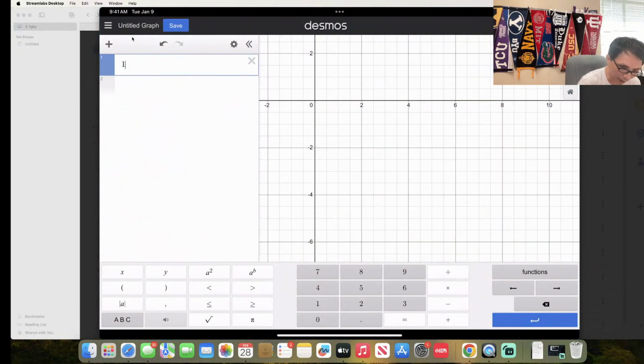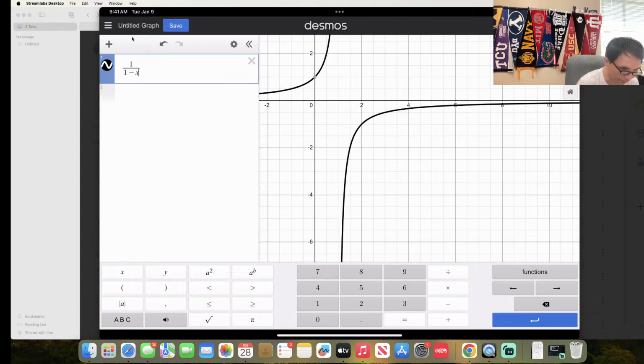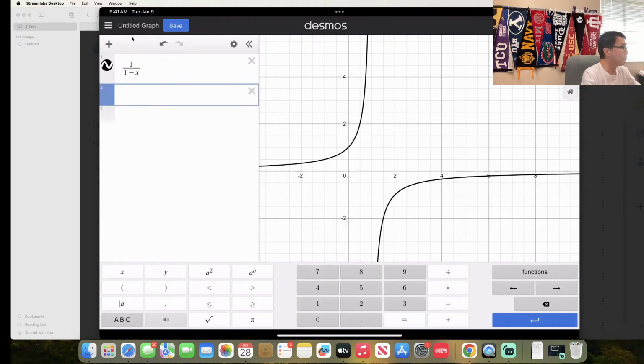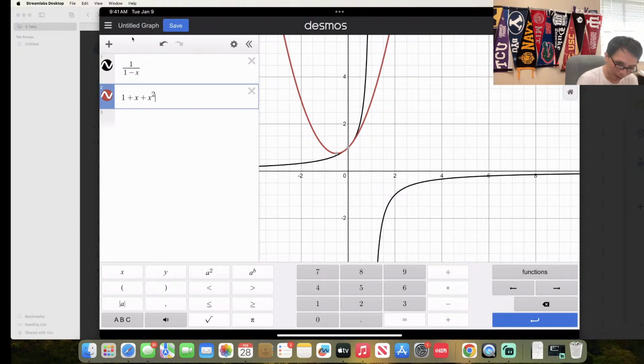If you have 1 over 1 minus x, this is the graph. But if I do the power series representation, it will be 1 plus x plus. See, at one particular point it makes sense. If I add more points, it will make better sense. But there is a limitation, right? If you realize, it didn't work on anything past 1, because past 1, that is a totally different function.